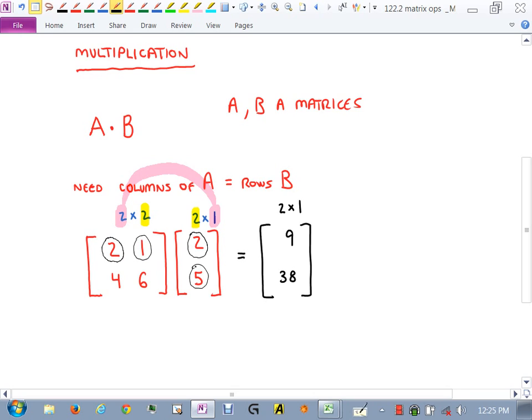Yes? Now, I'm going to go through this again, but let's just try to get you to see it. Then, to get this bottom number, what do I do? 4 times 2 is 8, plus 6 times 5, which is 30. So 38. So what am I doing here?